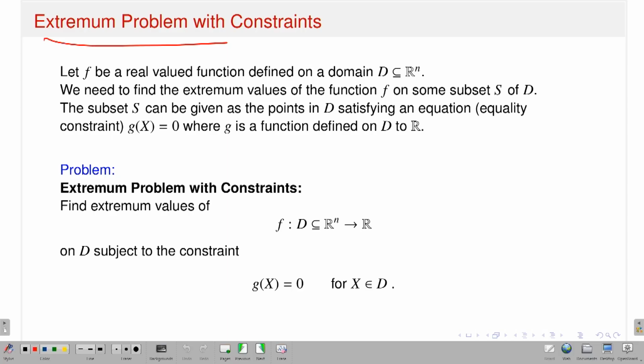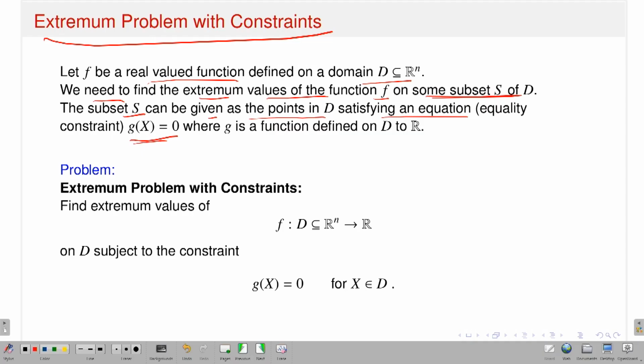So, extremum problem with constraints. What is that? Let f be a real valued function defined on a domain D, a subset of Rn. We need to find the extremum values of the function f on some subset. You see, I am not talking about the extremum values of f on the full set D. Rather, I am talking about some subset S of D, which is given as the points in D satisfying the equation g of x equal to 0. That's the restriction I am putting. So I want to find the extremum values of my function not on the full domain, but on the subset S which satisfies g of x equal to 0.